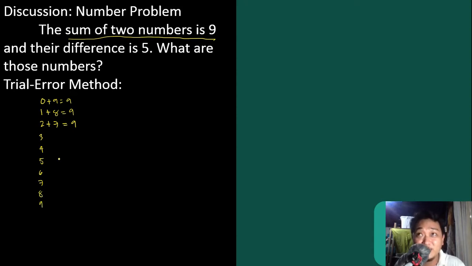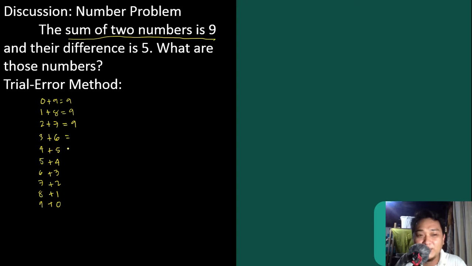Hindi naman kasi pwedeng maging 10 pa yan, kasi pag naging 10 pa yan, hindi na yan magsasum into 9. Sobra na tayo ng isa. So, we will stop there. Ibig sabihin, yung pattern niya, definite, meron may katapusan yung kanyang pattern. Here, 9, 8, 7, can also have 6, can have 5, 4, 3, 2, 1, and 0.